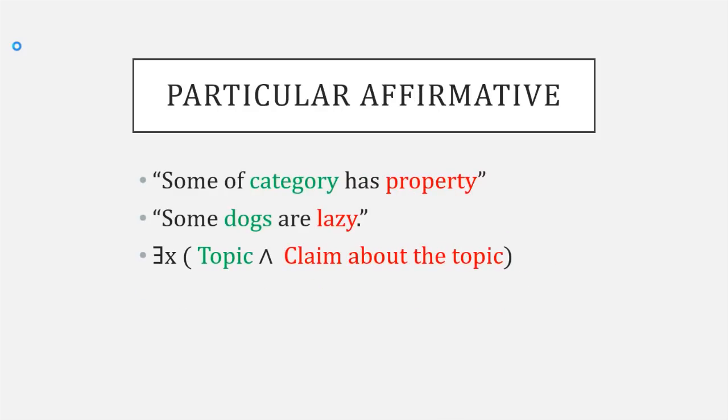Particular affirmative, we're doing this with an existential. Some members of this category have this property. Some dogs are lazy. It's just an existential where you apply both things to the topic, right? So you say there exists something that is in this category and has this property. I feel like this is the easiest one to symbolize. Yeah?